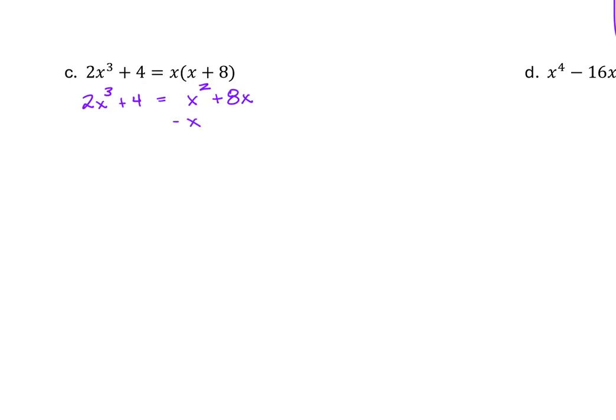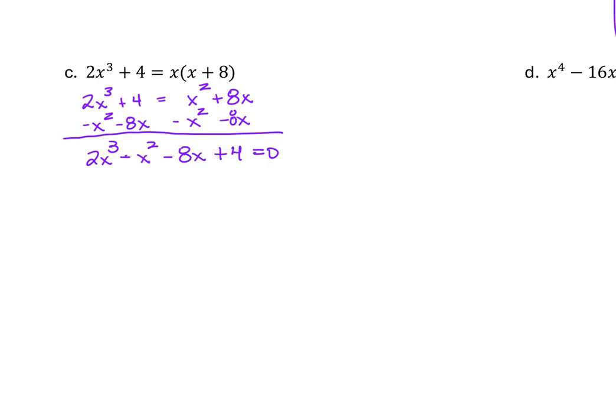We're going to move everything to the left side. And I want to write this in descending order. So if we do this, we get 2x cubed minus x squared minus 8x, and then finally our plus 4. All right, we have 4 terms here, and 4 terms is usually a factor by grouping.